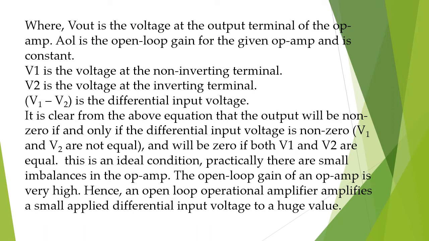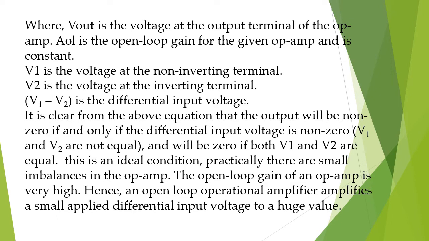where Vout is the voltage at the output terminal of the operational amplifier. AOL is the open loop gain for the operational amplifier. V1 is the voltage at the non-inverting terminal. V2 is the voltage at the inverting terminal. V1 - V2 is the differential input voltage. It is clear from the above equation that the output will be non-zero if and only if the differential input voltage is non-zero, and will be zero if both V1 and V2 are equal. This is an ideal condition.